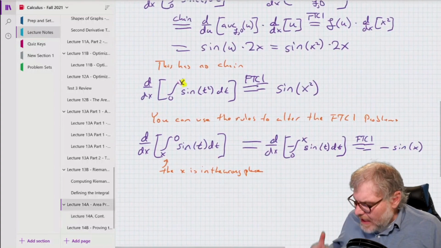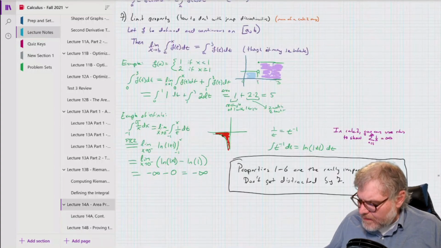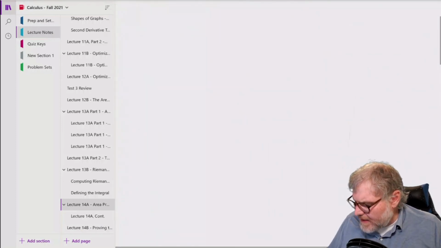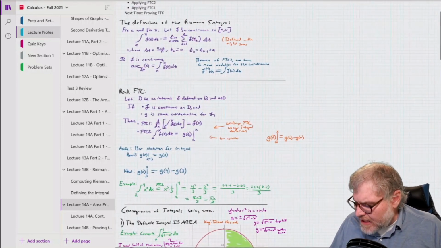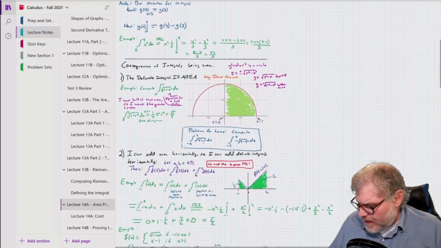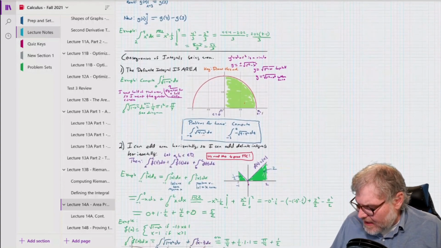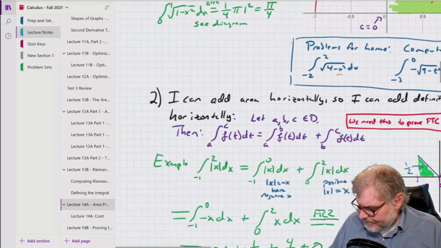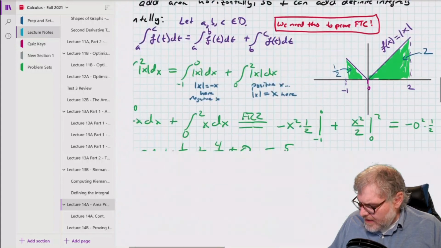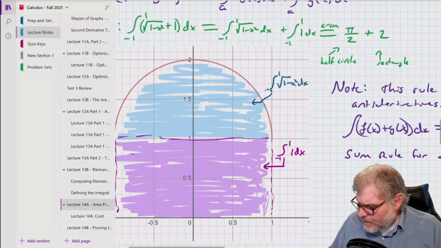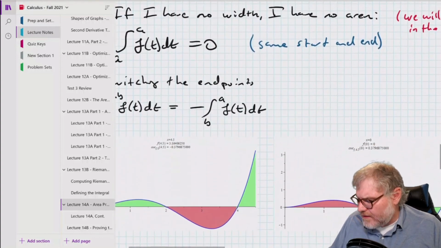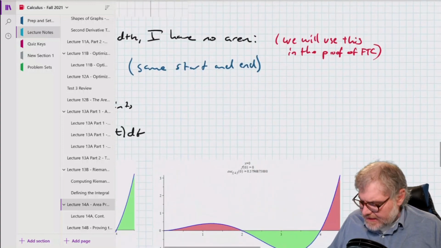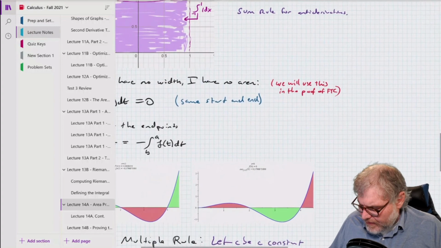Okay, so that's what I have for you today. We talked about the area properties. We talked about some new notation. We talked about these area properties, and I mentioned that a few of these are going to be very important next time. So I mentioned this idea of adding horizontally is going to be important for us next time. And then this very simple idea that if I have no width, I have no area. And we're going to use that next time when we do the proof of the fundamental theorem of calculus.